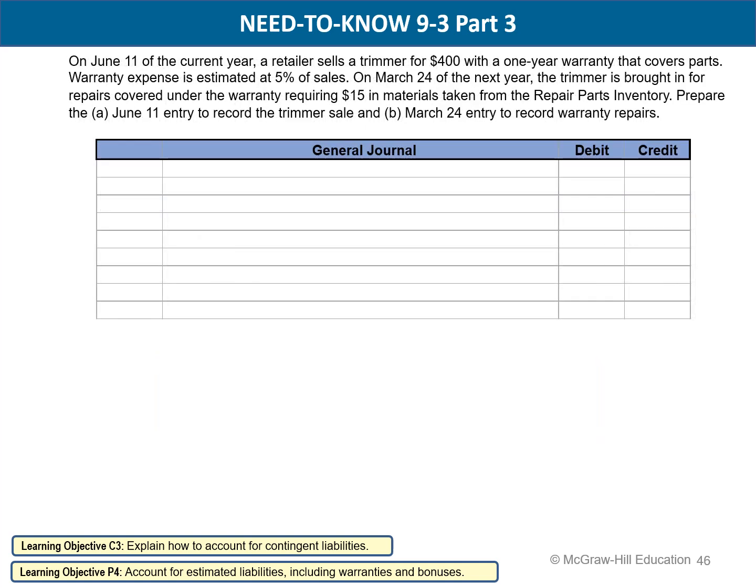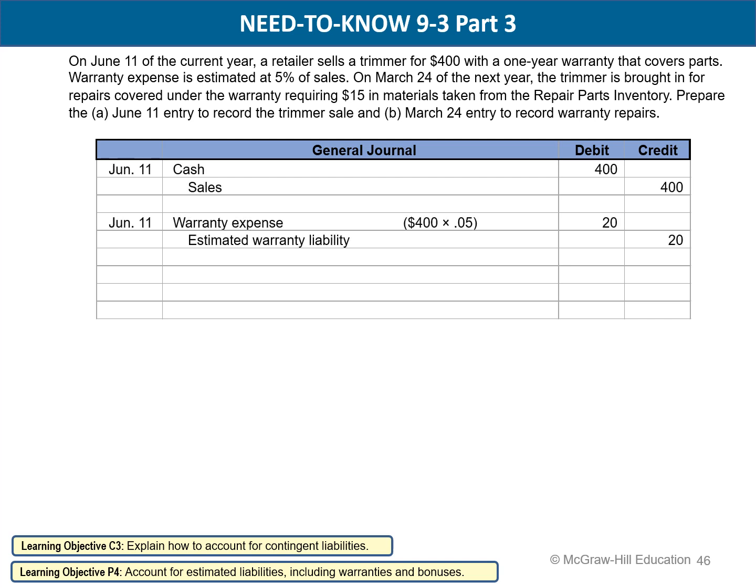So on June 11th, a retailer sells a trimmer for $400 with a 1-year warranty that covers parts. Warranty expense is estimated to be 5% of sales. On March 24th of the next year, the trimmer is brought in for repairs covered under the warranty, requiring $15 in materials taken from the repair parts inventory. So prepare the entry A to record the sale, and then B to record the warranty repairs.